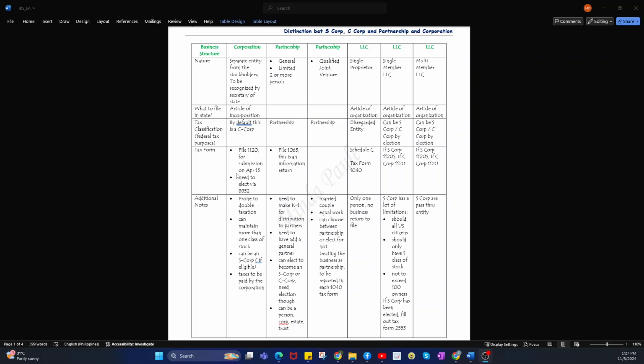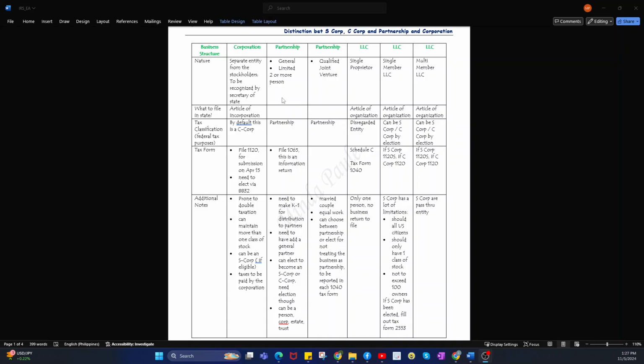Now, the second business structure is the partnership. For partnership, we have the general partner, the limited partner, and also the qualified joint venture. As the word suggests, general partners are liable to all their creditors. For limited partnership, it does not mean that all of the partners are limited. There must be at least one general partner in the limited partnership because that general partner is liable to the creditors. And as the word suggests, for partners, it has to be two or more individuals.